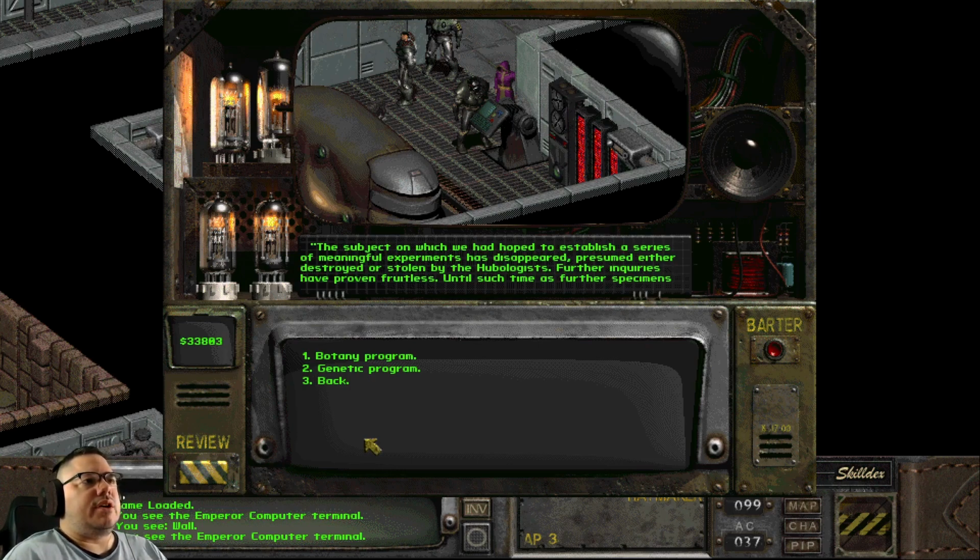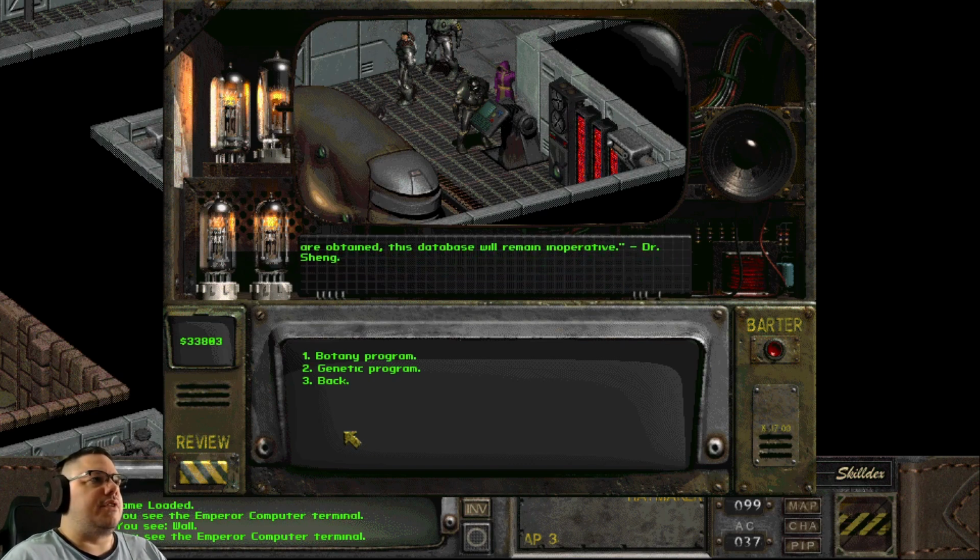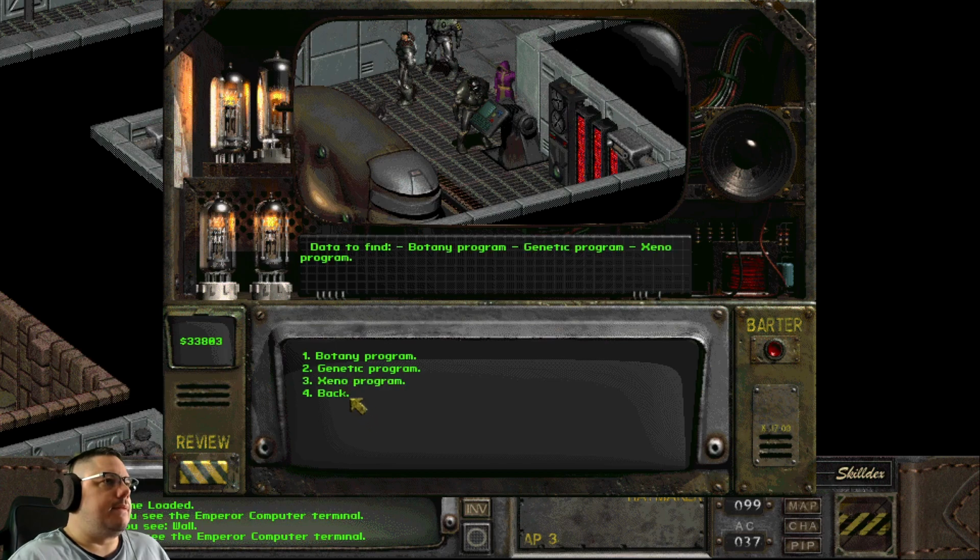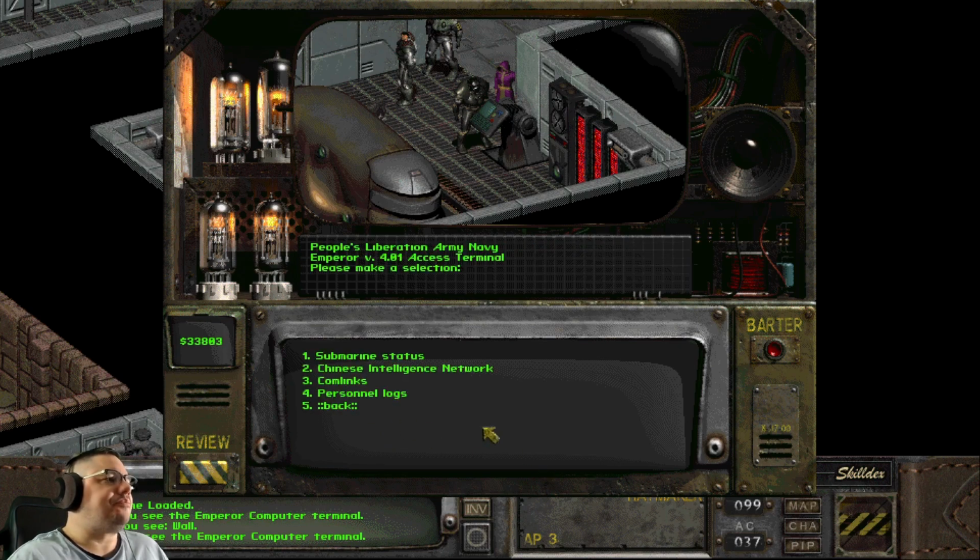Xeno program. The subject on which we had hoped to establish a series of meaningful experiments has disappeared, presumed either destroyed or stolen by the Hubologists. Further inquiries have proven fruitless. Until such time as further specimens are obtained, this database will remain inoperative. Okay. Let's check biology. We already did. Let's check history.